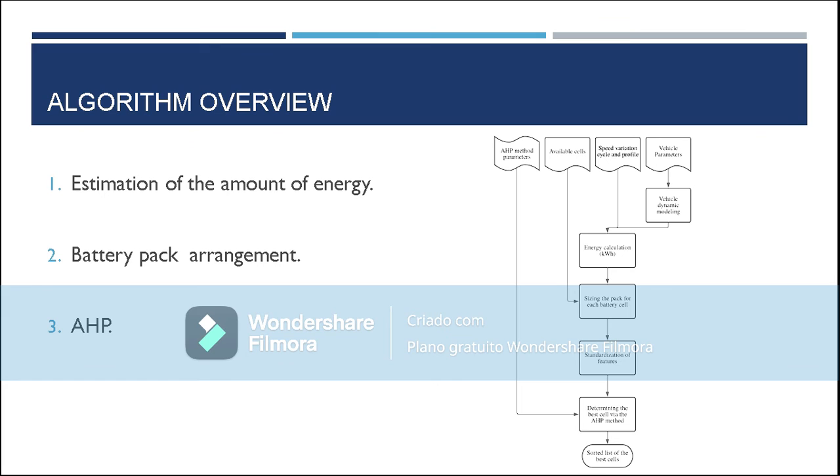So here I have a quick review of the algorithm. Basically, first I have to estimate the amount of energy based on the vehicle parameters in a dynamic model of the vehicle. With the amount of energy and electrical information from the battery cells, I can size the pack for each battery cell, and after that I will apply the AHP method, and it's gonna give me a list of the best cells. So I have as output which one is the best cell and which one is the best BESS for my application.